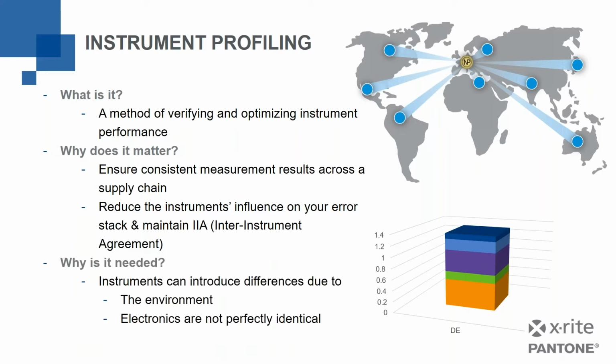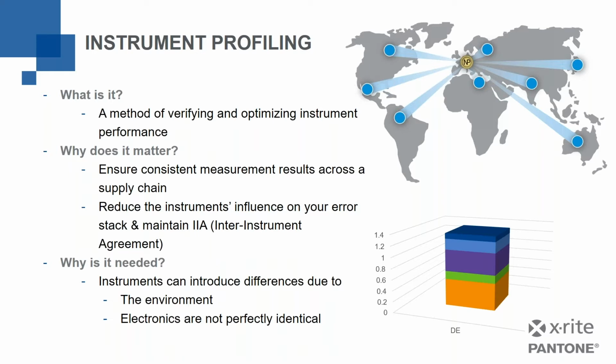So why is it needed? Because instruments can introduce differences due to the environment that they're in. Even if we took the exact same device, and the device itself didn't have any issue correlating to itself, but we put it in 3 different environments, we might get 3 different measurements because, of course, the instrument will behave differently in a different temperature or humidity, right? And so profiling can help us deal with that.